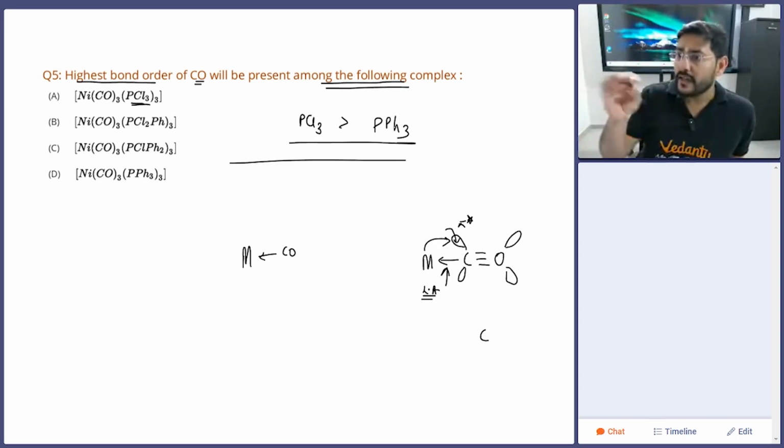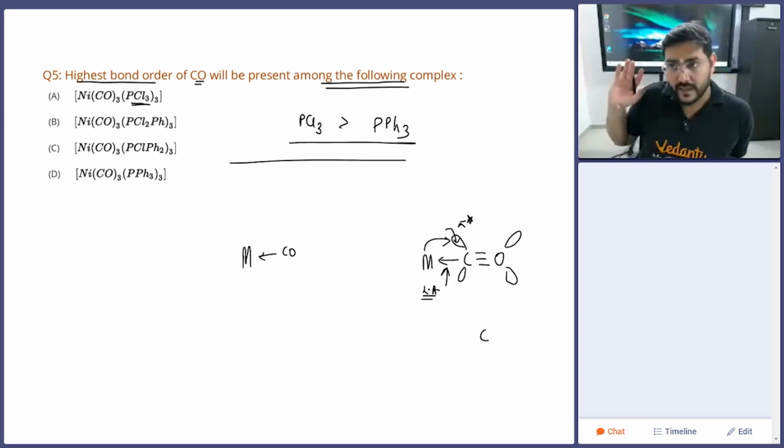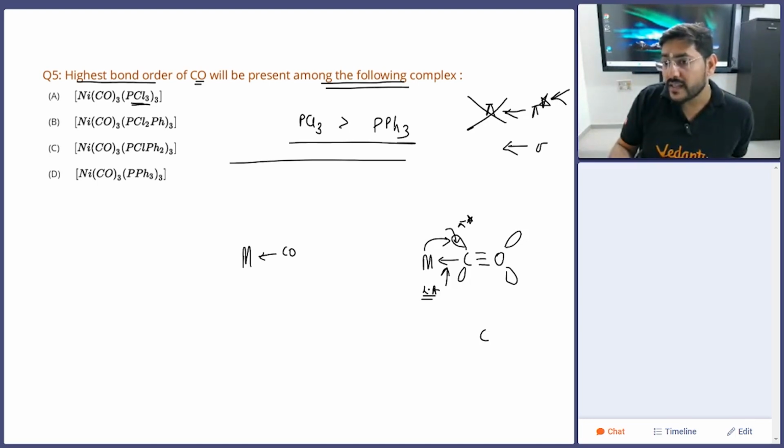But the metal also has electron density that is going to be donated into the pi star orbital of carbon monoxide. When we put electron density in any anti-bonding molecular orbital, the bond order is going to decrease. Yes or no? If you want to break a pi bond, put electron density in pi star, and the pi bond will break. If you want to break a sigma bond, put electron density in sigma star, and the sigma bond will break. So when back bonding takes place, the metal donates electron density, so the carbon oxygen bond becomes weaker. The bond order decreases.